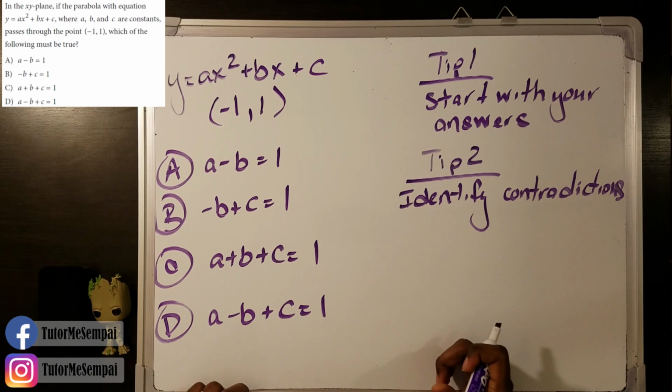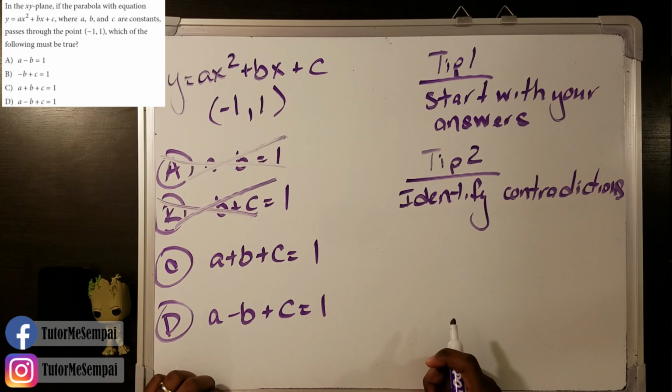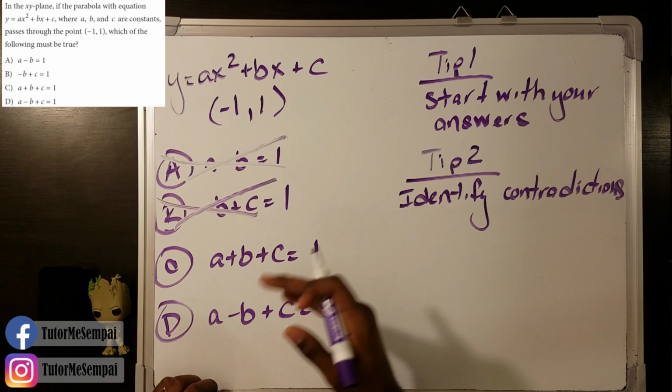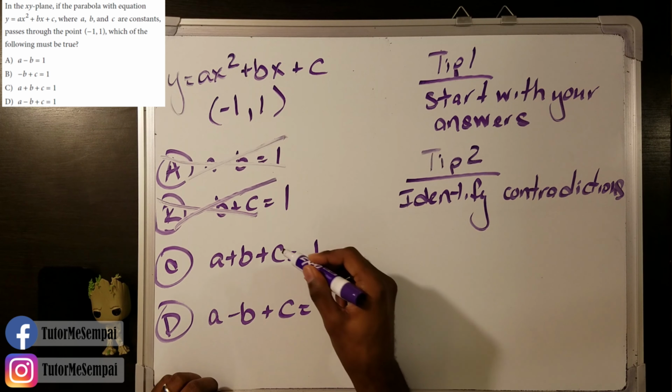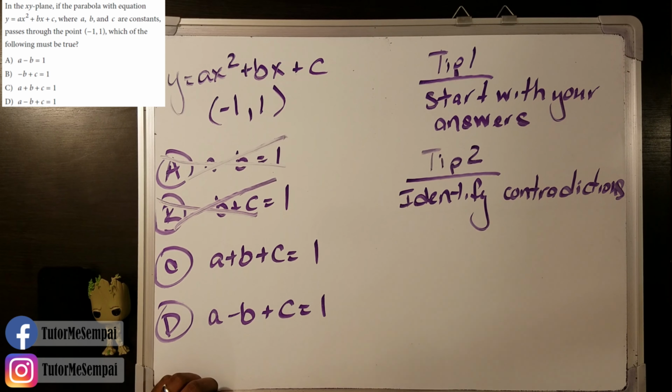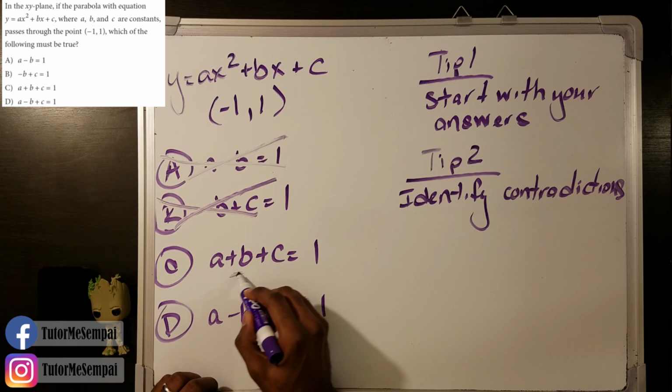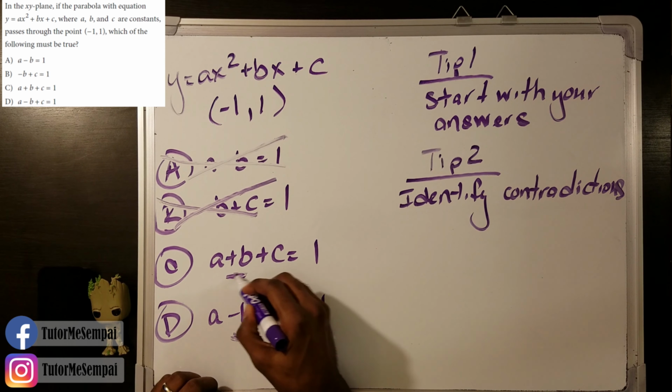Since nothing is going to be able to cancel out, we're not told that A equals B or B equals C or anything like that, and we're not plugging in any zeros, so you know that these are not going to go away. We have to have all of our constants in our answer. First contradiction. Now you look at C and D. What's different about them? You see that A is the same, C is the same, this one is the same. The only difference is the sign of your B.